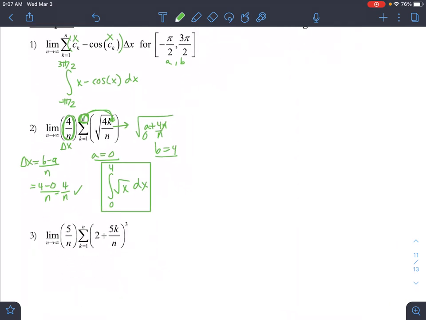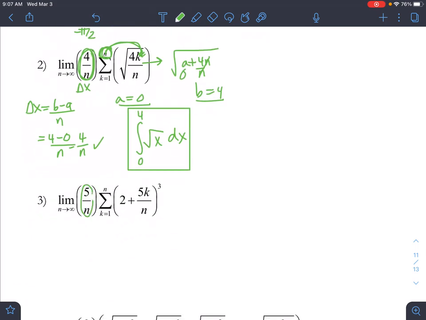I think this one's a little more clear. So very similar to number 2. You've got delta x is right here. So if you want to write that down, you know that b minus a over n is going to be 5 over n. So that's good to know. In general, look at this function, guys. We have something being cubed. So you can have that written down. All right, this inside, again, says f of a plus i delta x.